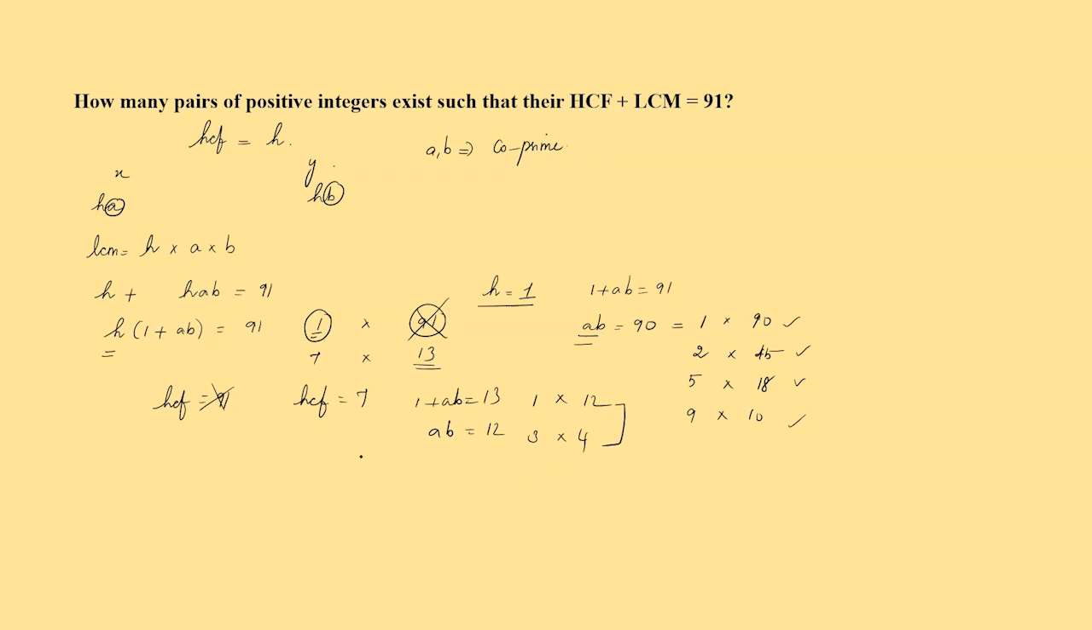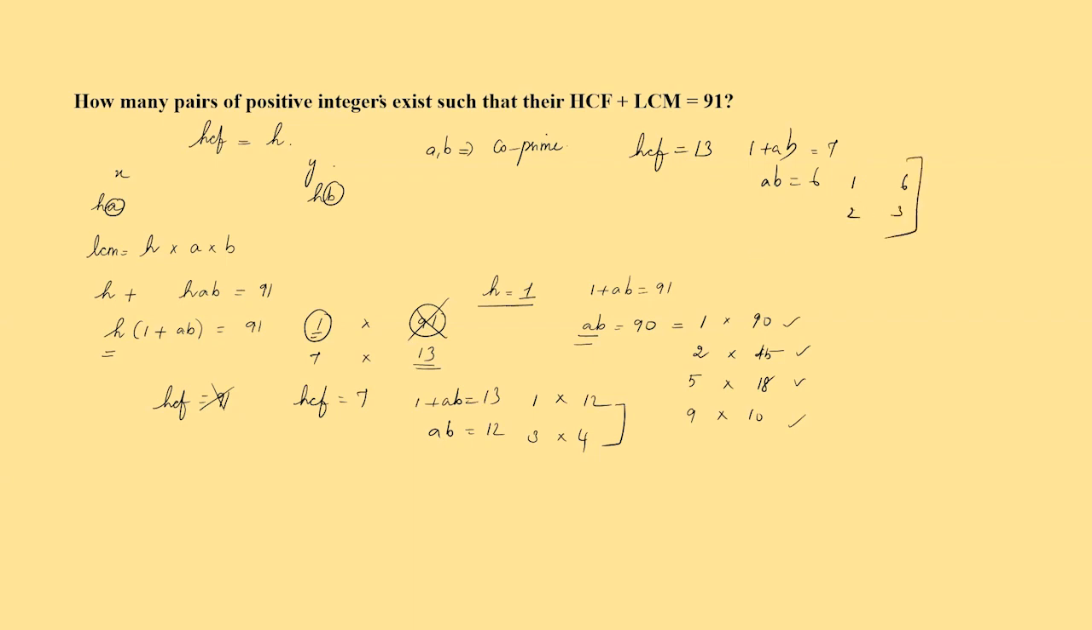Going on with, let the HCF of the numbers be 13. If the HCF of the numbers is 13, then remember that 1 plus AB has to be 13 into 7, which has to be 7. So AB will be equal to 6. So A and B both have to be co-prime to each other. So how is it possible? 1 into 6 is possible, 2 into 3 is possible. So again, two ways are possible here.